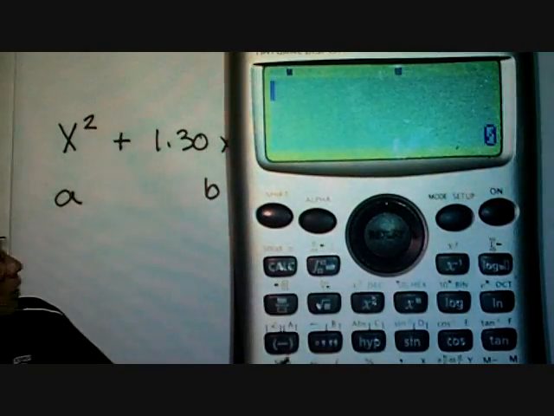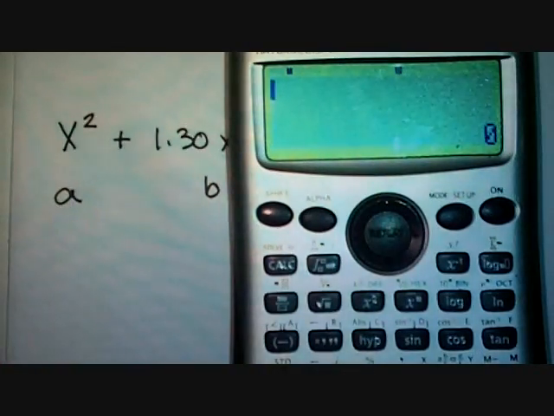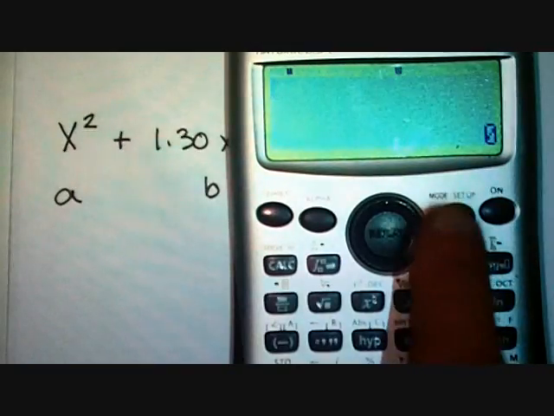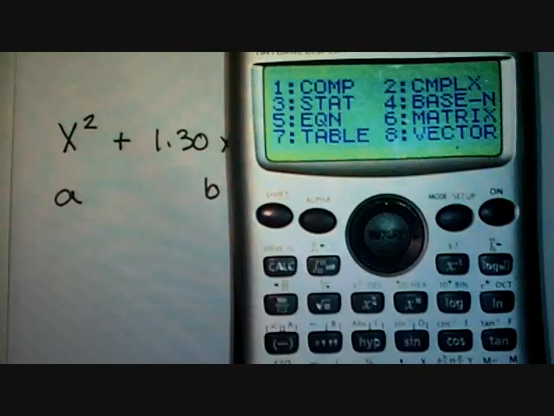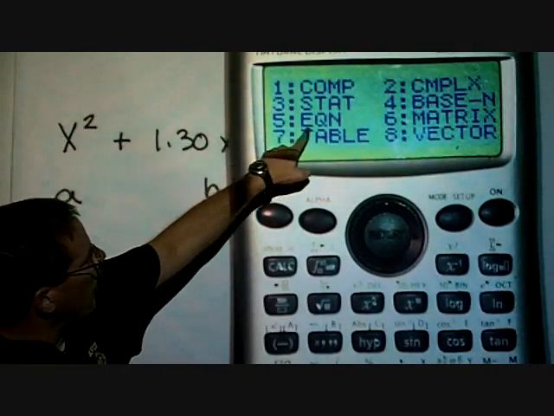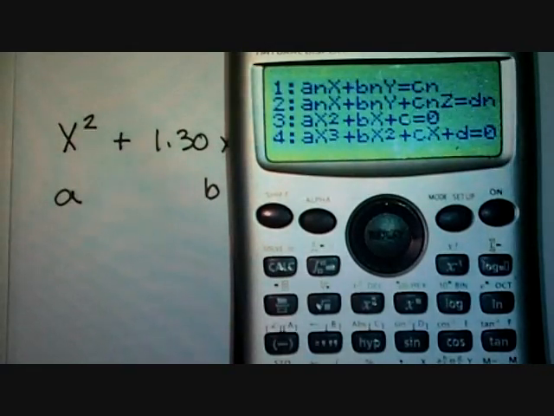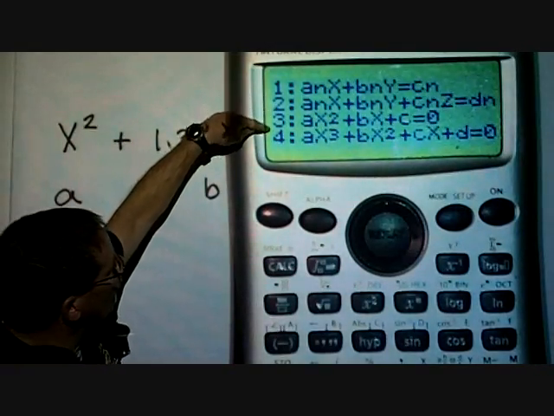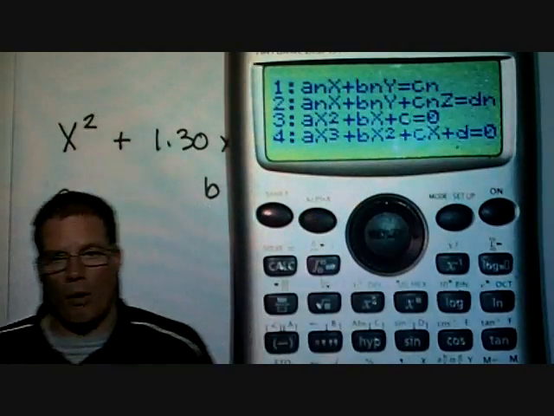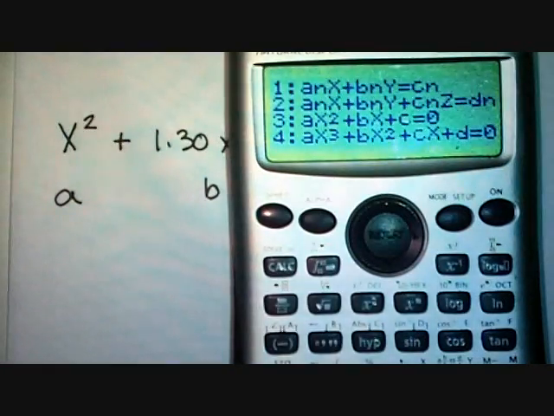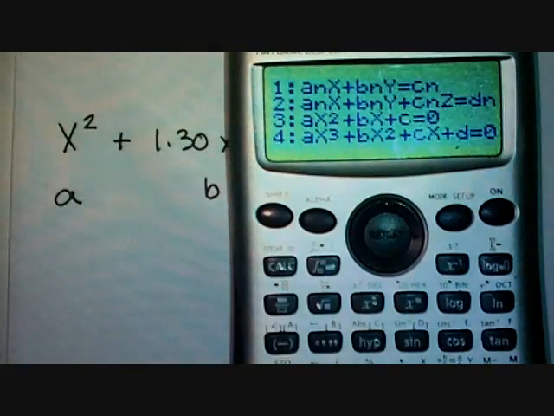When we start off, hopefully your calculator's in its regular mode. We want to change the mode or the setup, so click the button that says Mode Setup. Then click number 5 for equation. It gives you different options for what type of equation, and number 3 has ax squared plus bx plus c equals 0. That's the one you want, so choose 3.